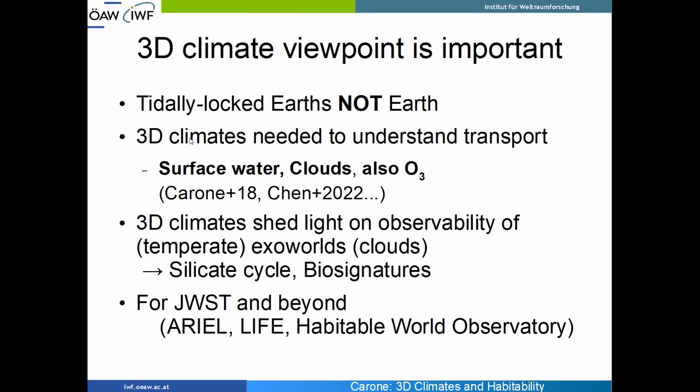And we know this because the 3D climate tells us where the surface water, the clouds, and also the ozone are going. Because of this, we also understand, or hope to understand, that we can see, at least at the planetary limb, with transmission spectroscopy, the silicate cycle and the biosignature. And if we are able to see part of it with a huge time investment of 100 transits, which means 600 days of observation time and more, I think we are pretty good to go for future space missions.